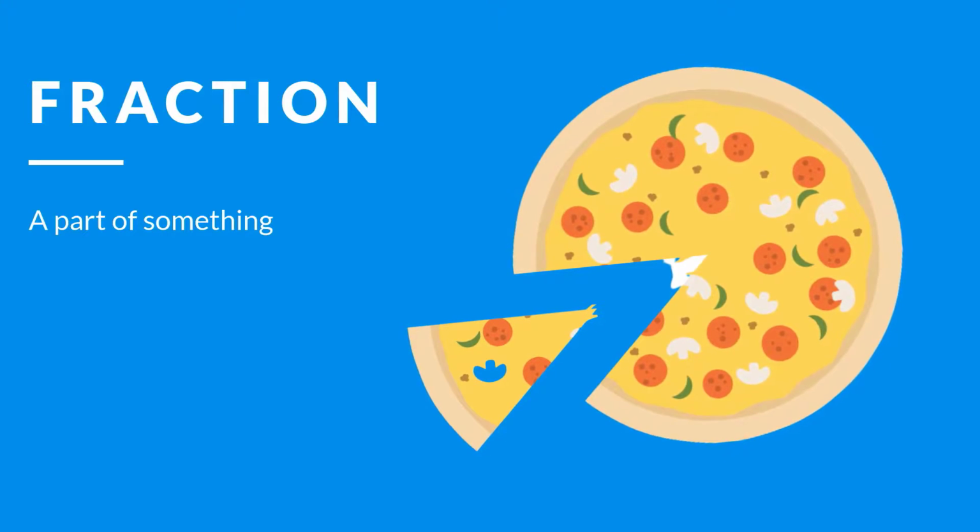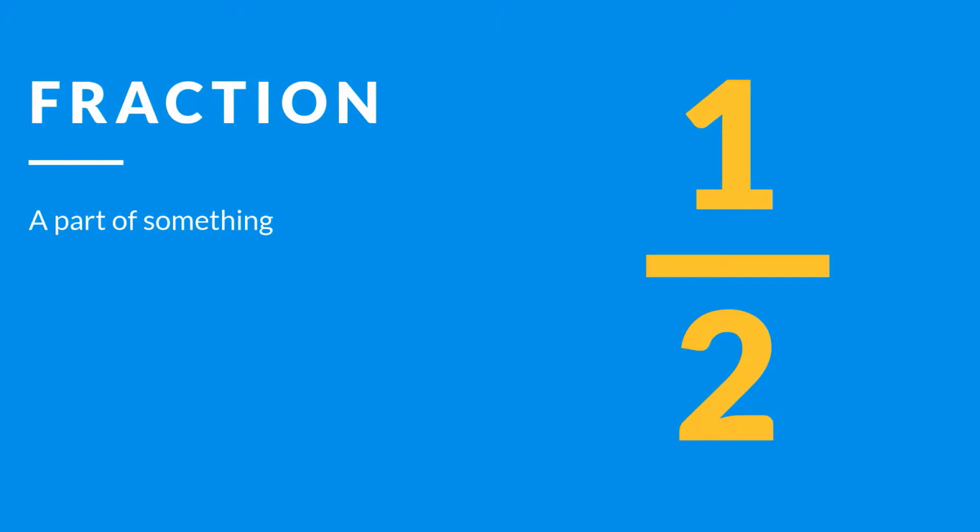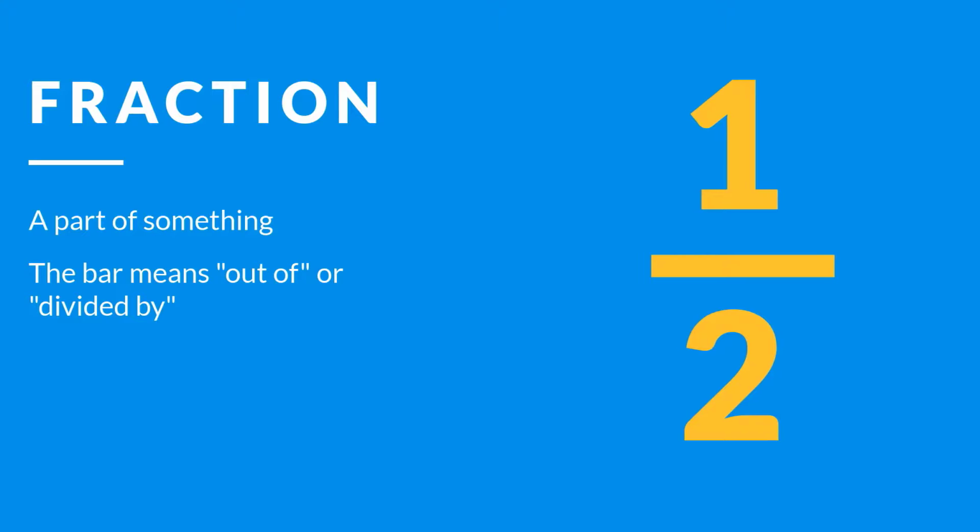Fractions are usually written like this. Let's talk about its three parts. First, the bar tells us that this number is a fraction. It means out of. So this is really saying 1 out of 2 parts, or 1 divided by 2.